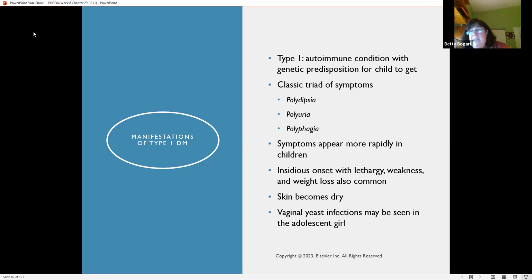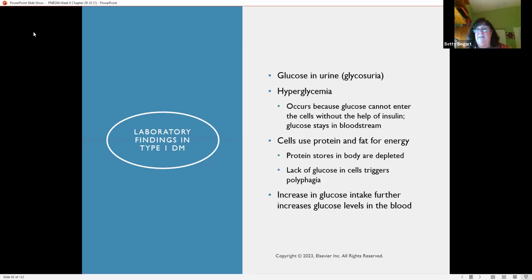Now, they're not eating sugar, it's not being absorbed. So now they're lethargic because they don't have sugar, no energy, they're weak. And again, it'll be that weight loss. And in adolescence, in the girls, they can get yeast infections. As I said, they're going to have glucose in the urine, proteins in the urine when they get really sick. They'll have hyperglycemia because it's not being broken down, and they're using that protein and fat.